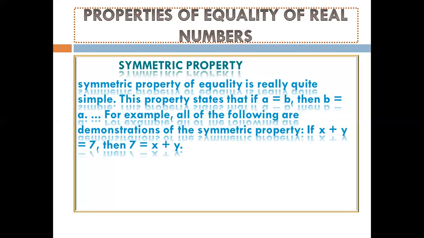This is not the same as the commutative property. In commutative property, we only change the place of the numbers, like a plus b and we change to b plus a. But in symmetric property, we exchange left hand side and right hand side with each other.